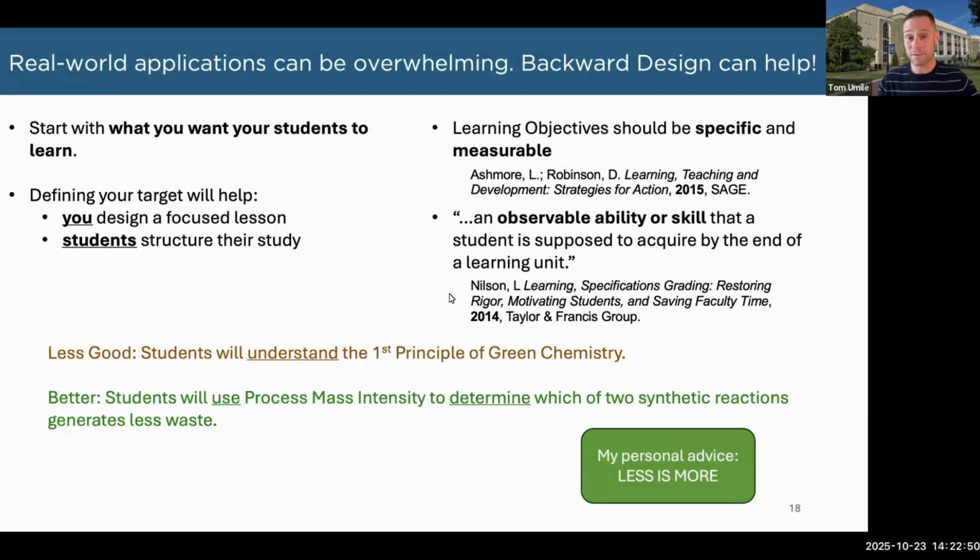A better learning objective in my mind, and this is one of the ones I use when I'm teaching the first principle, is this: I teach my students about waste metrics, and the goal that I set for them is that they will learn to use the metric of process mass intensity, PMI, and use it to determine which of two reactions generates less waste. So it's a little more concrete and active for the students.